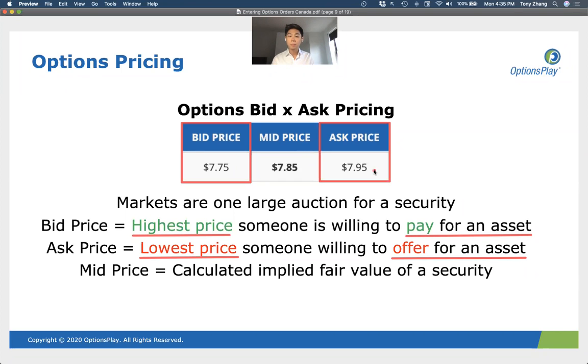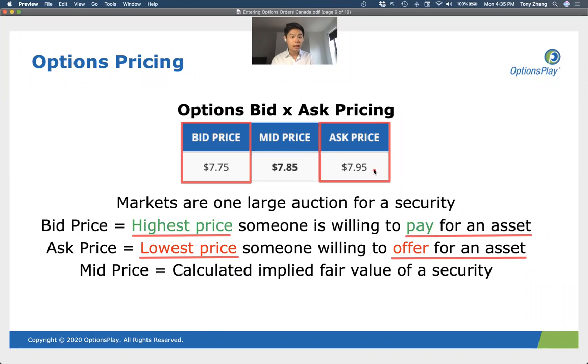The buyer will always want to put in a lower bid than what the seller is willing to offer at. And that's how we get a bid and ask price. So whenever you look at your options screen, whether you're looking at stock quotes or options quotes, there's always a bid price and an asking price.